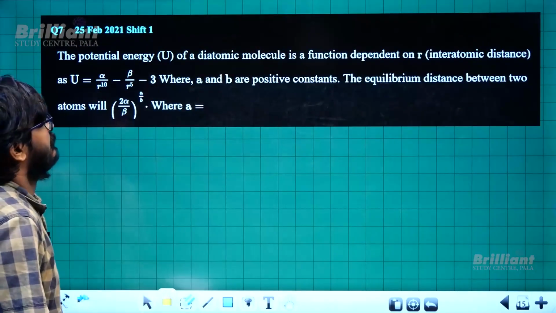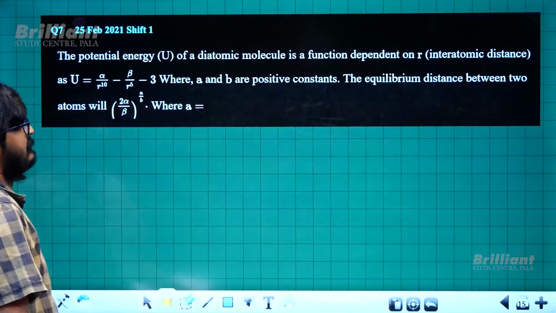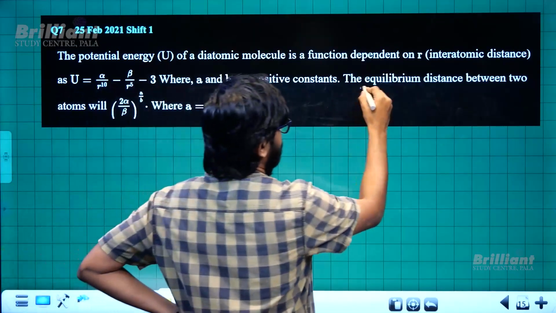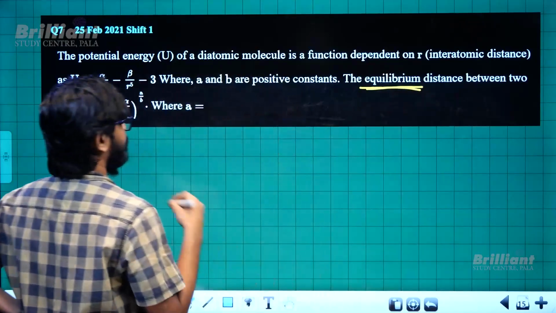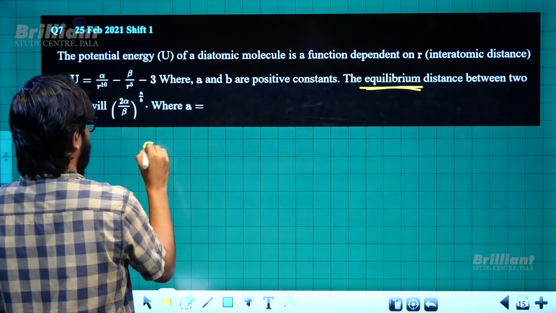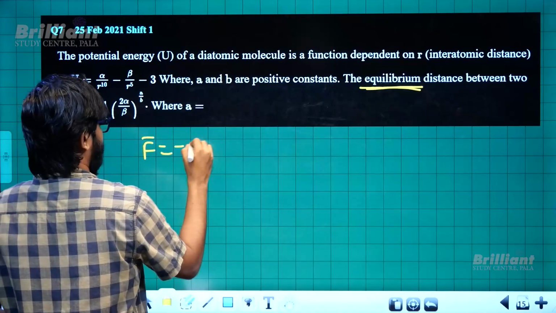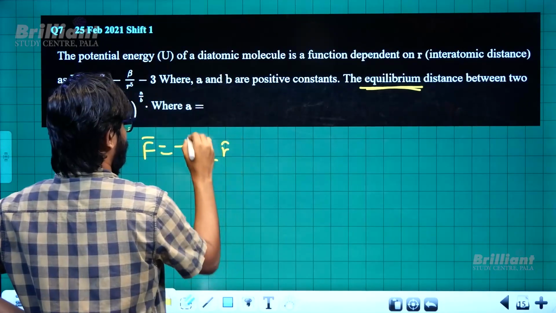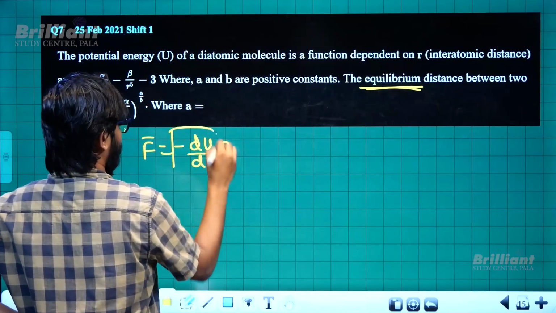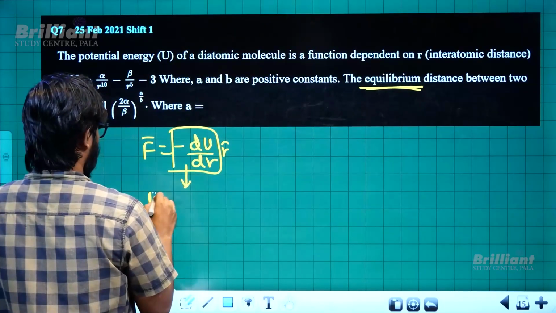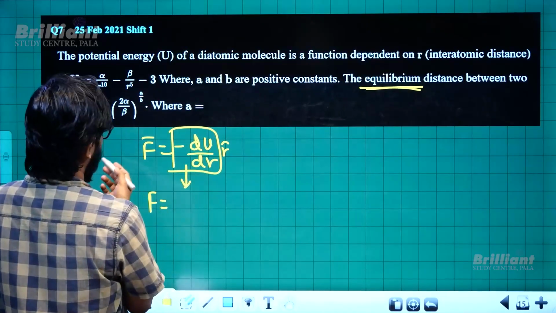The potential energy of a diatomic molecule is a function dependent on r, equilibrium distance. So they are asking when it will be in equilibrium. So the meaning is force has to be 0. How will you be finding the force? Force will be given by minus du by dr in r cap. So magnitude wise it is like minus du by dr, right? So magnitude wise force is going to be minus du by dr.